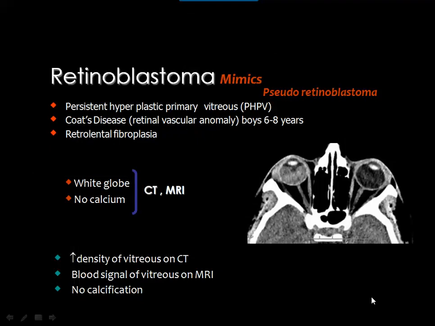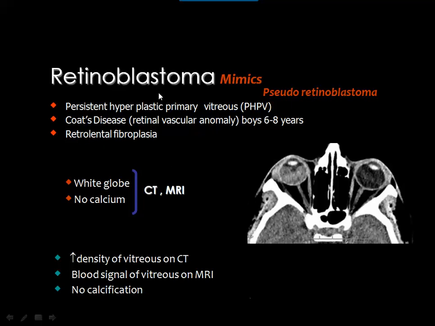Then this will lead us to look at other lesions that may mimic retinoblastoma, and they are known in the literature as pseudo-retinoblastoma. There are three major lesions which can occur in the globe of pediatric patients and may simulate retinoblastoma, but they are not. The first one is persistent hyperplastic primary vitreous. The second one is Coats disease. The third one is known as retrolental fibroplasia or retinopathy of prematurity.